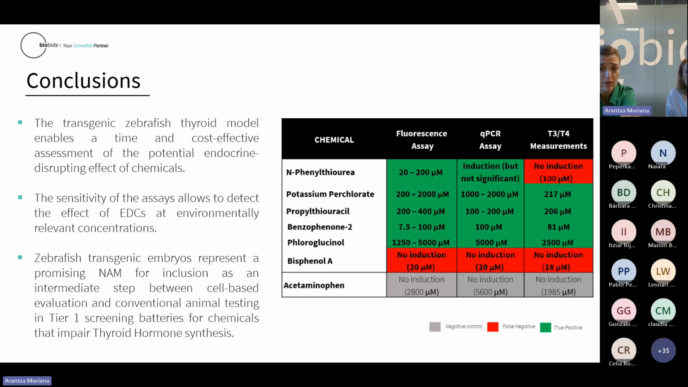And here we have the table of the reference compounds that we tested for the fluorescent assay, for the qPCR, and how we complemented with the T3, T4. Despite sometimes having some false negatives, like with bisphenol A, that can be related to an indirect mechanism of action or a not clear mechanism of action. And that's why we think that the thyroid inhibition assay in zebrafish could be complemented, for example, with other endocrine disruption assays in zebrafish too, like the estrogenic pathway assay with another transgenic fish.